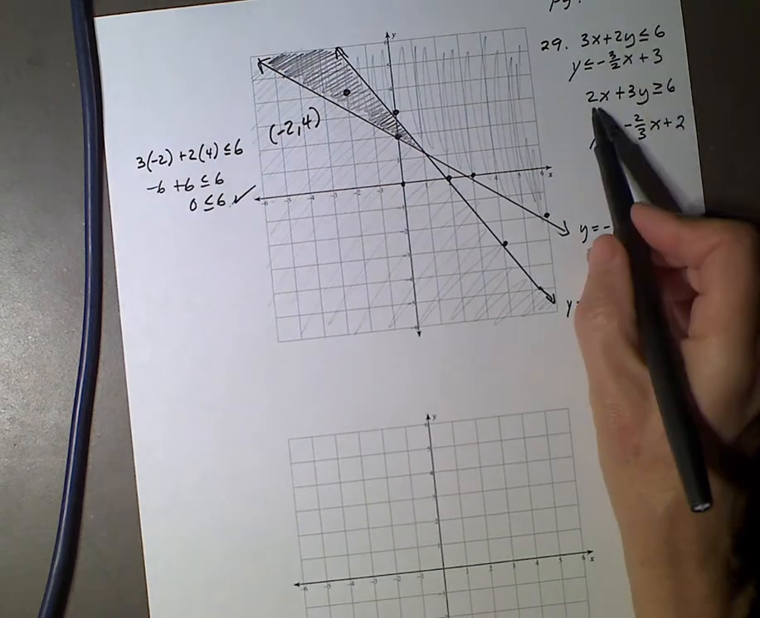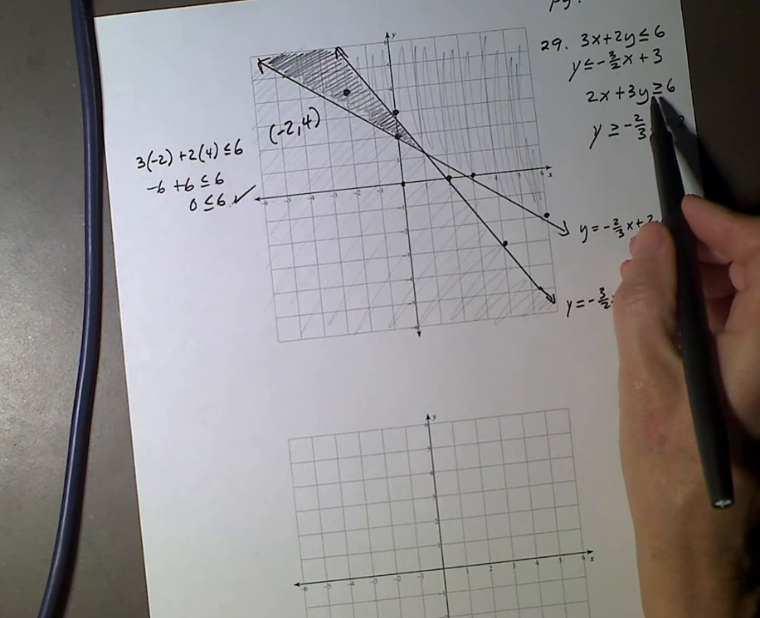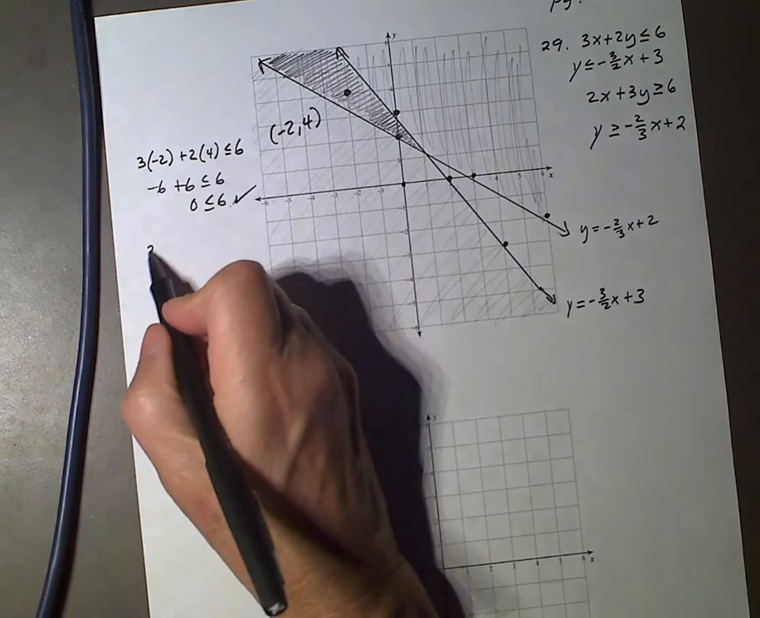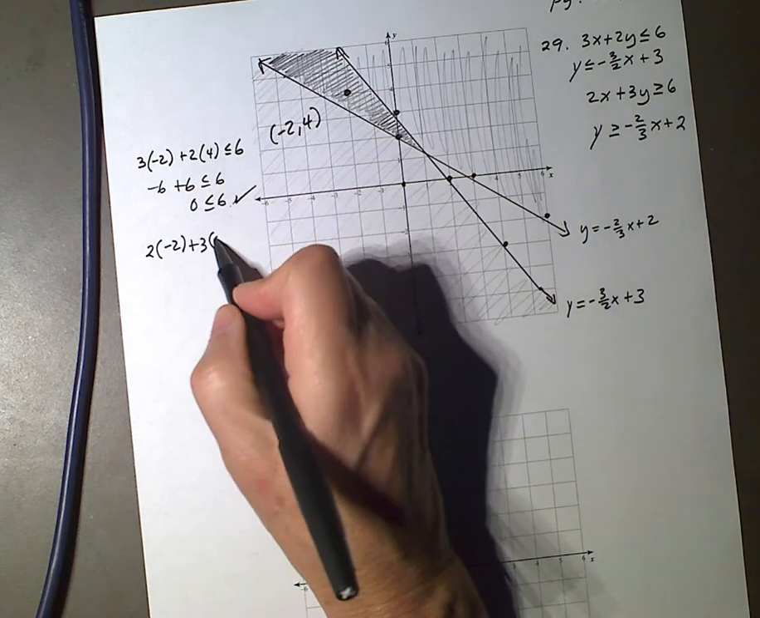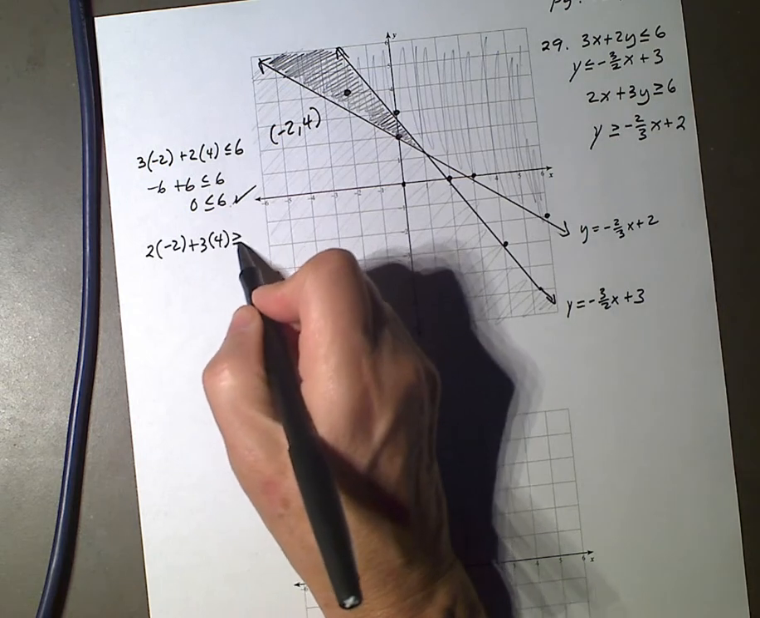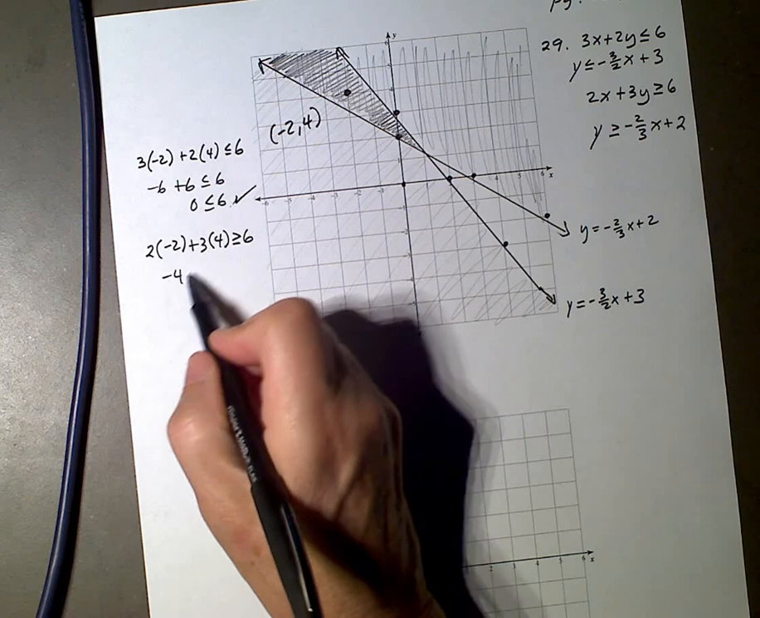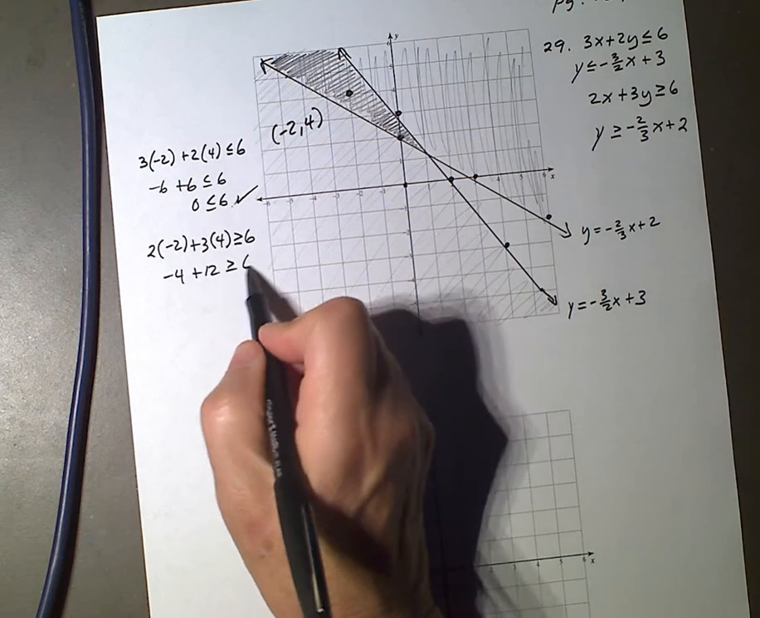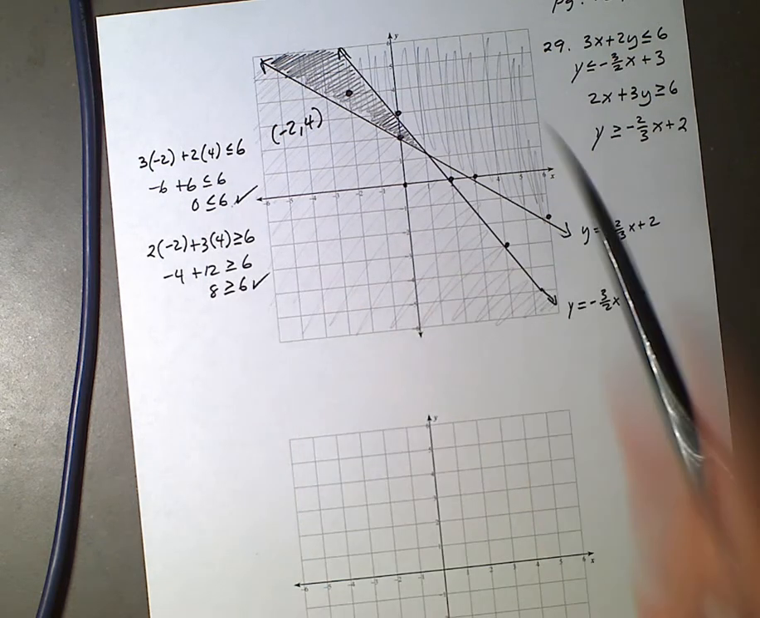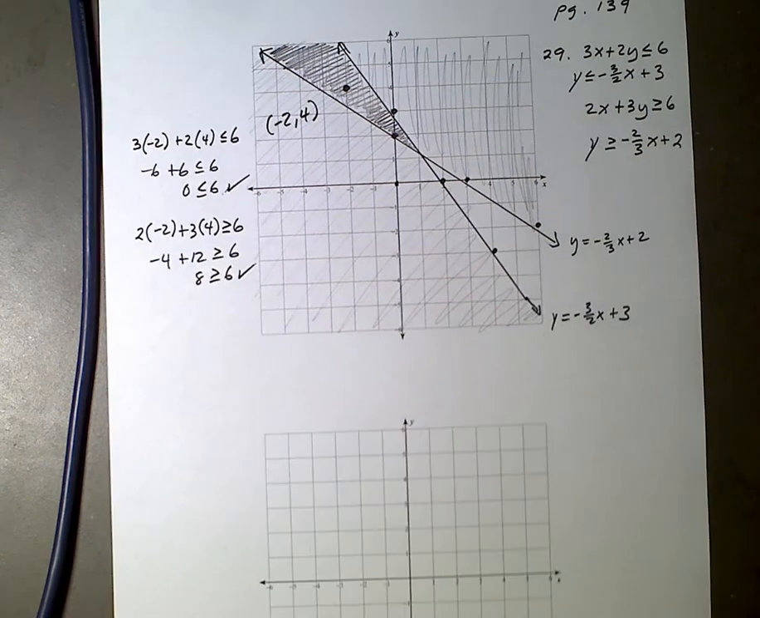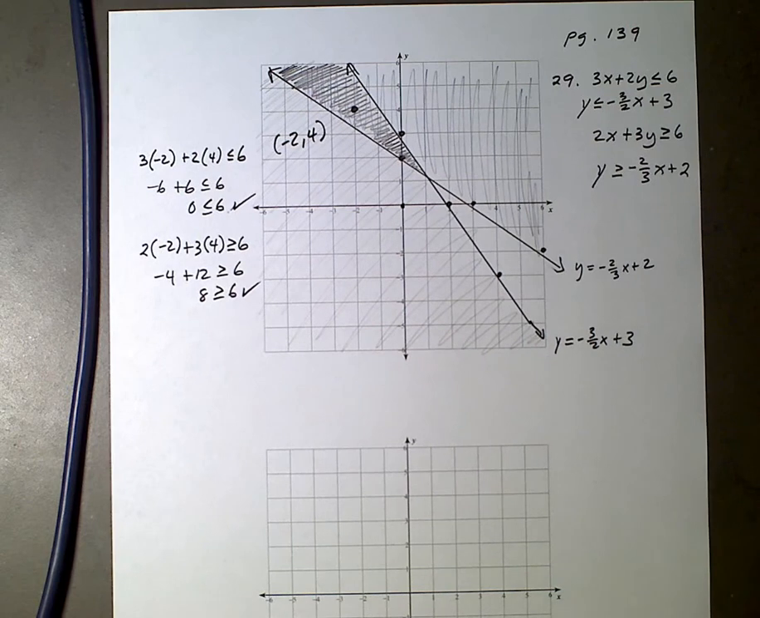Now I'm going to plug it into the original second inequality. 2x, so 2 times negative 2 plus 3y is greater than or equal to 6. So I get negative 4 plus 12 is greater than or equal to 6. 8 is greater than or equal to 6, also true. So I know that I've shaded the correct region. In that picture, that's the only way you can show this solution. That is the part of the plane that has an infinite number of points in it that will make this inequality true.